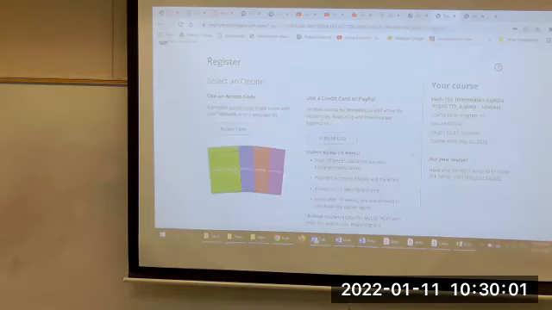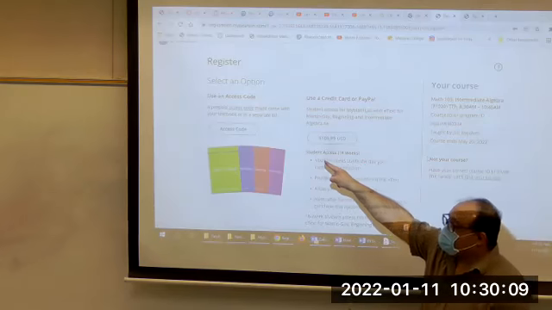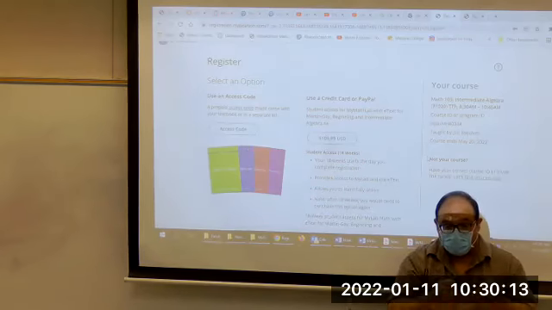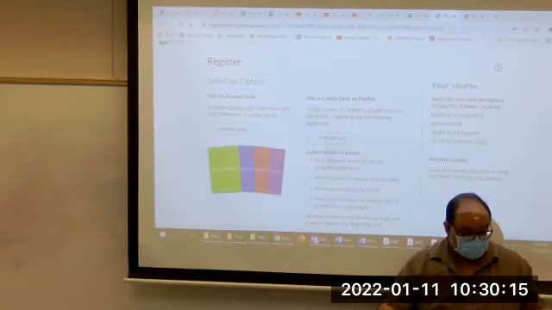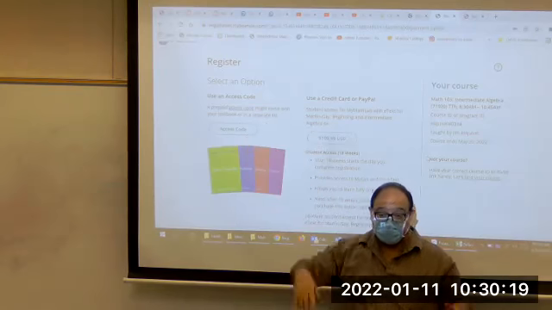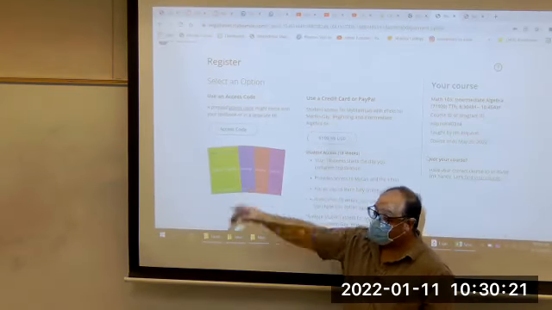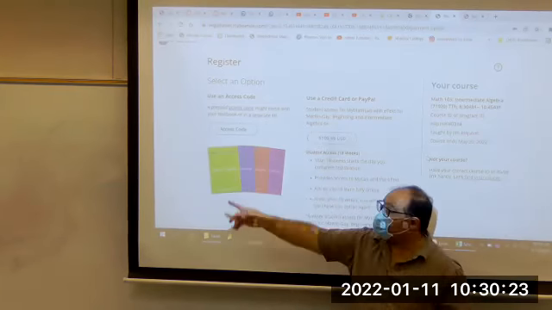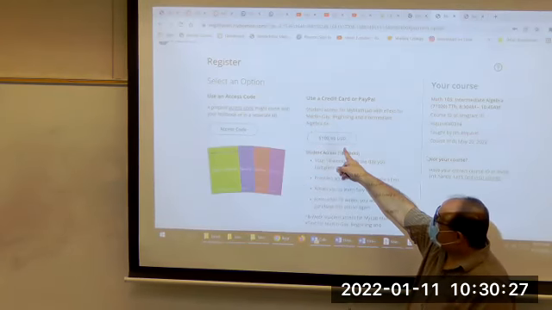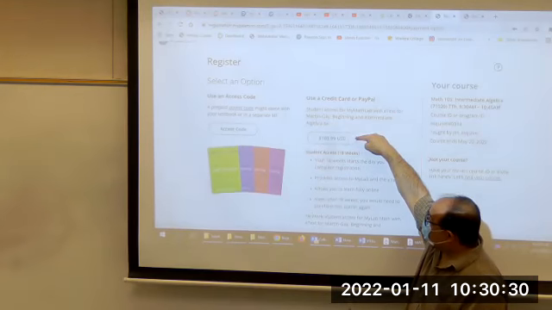Now it's going to want money. If you bought an access code, that would be like a little shrink wrap cardboard thing. You open it up, it's got a whole bunch of numbers. Go here if you bought an access code, either online or in the bookstore. You type it in. So you've already paid for it, you just have to type it. If you're going to buy it from here, you click here.